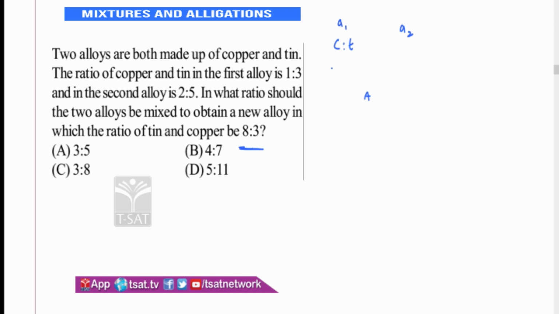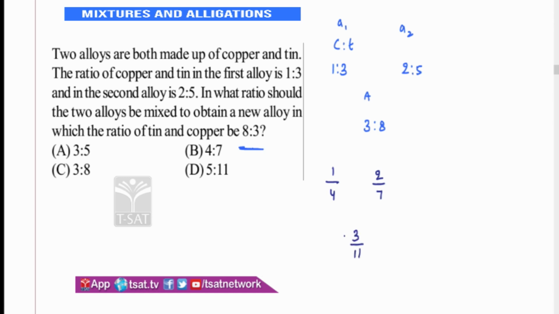Copper and tin is 1:3 here. Here copper and tin is 2:5. Be careful here. He said tin and copper, but you have to take copper and tin. So in the third alloy, the mixture is 3:8. But I have to take any one of them. I am taking the copper ratio in everything. You can't take both at a time. So I am taking copper in all. Copper in the first one is 1/4, copper in the second one is 2/7, and copper in the third one is how much?